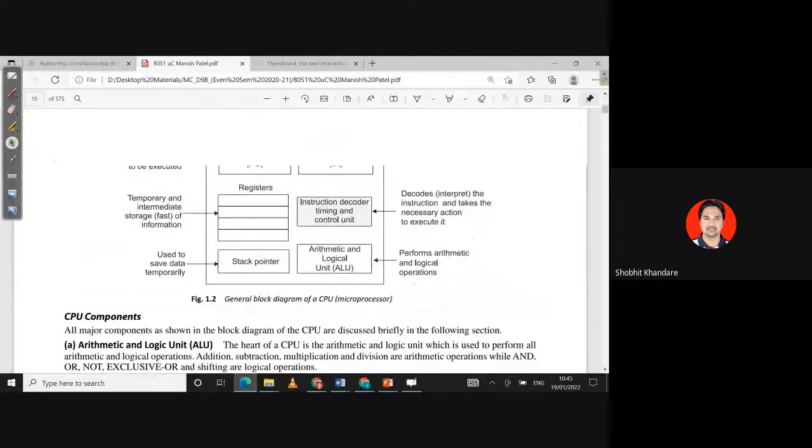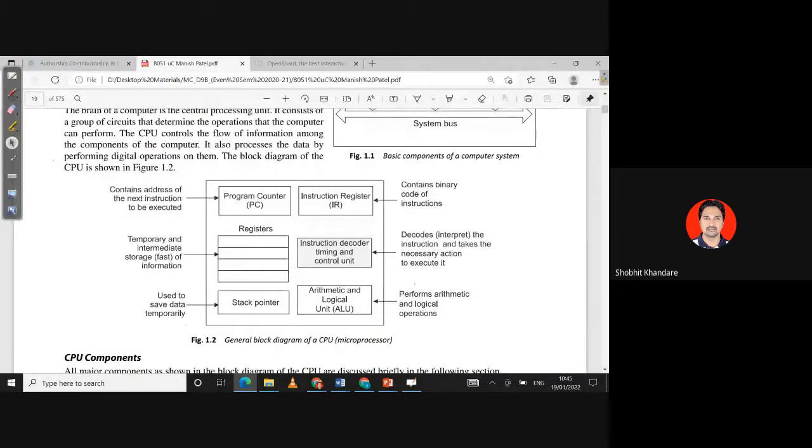Now we will proceed to understand the stack pointer. We will study the stack pointer later, not now. If I have to tell you about the stack pointer, I will only say it is used to save data temporarily. I will explain the stack pointer separately. So just for the time being, understand it is used to save data temporarily.